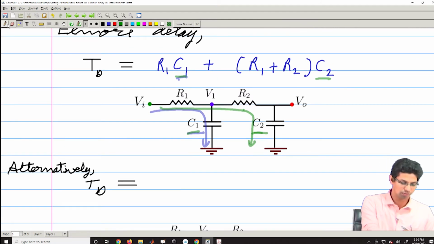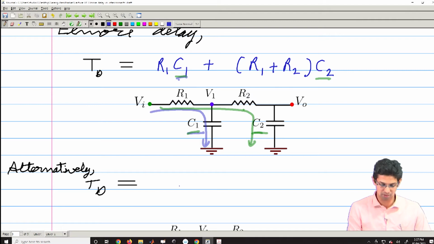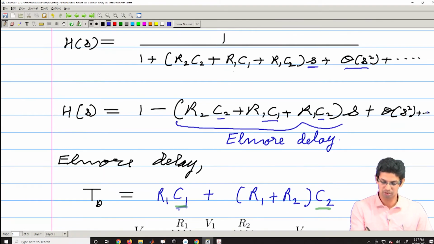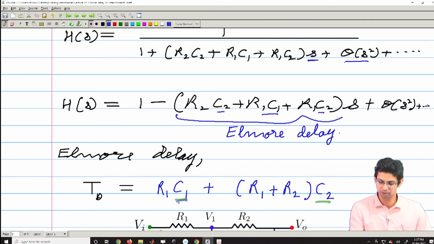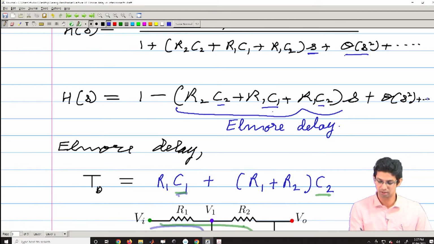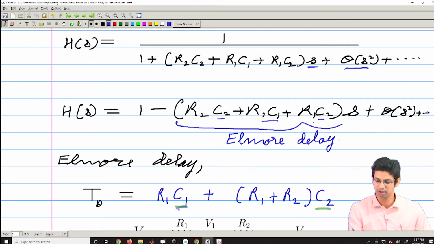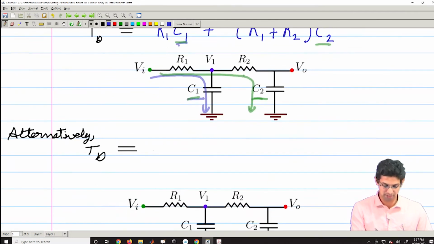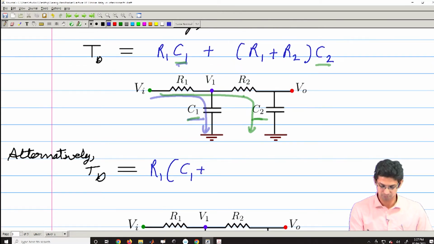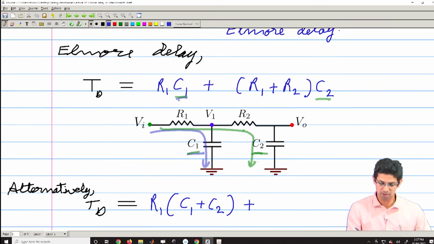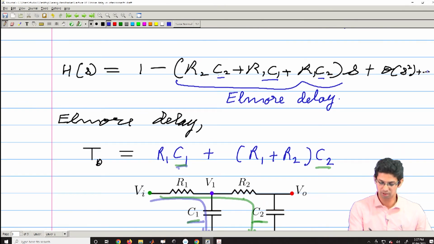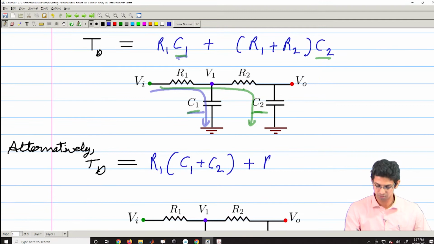Another way of looking at this same delay is that you collect the resistors as your base. So, you collect the resistor R1. With R1 there are two capacitors, C1 and C2. So, you write it like this: R1 into (C1 plus C2), and then with R2 there is only one term, C2. So, with R2 you have C2.